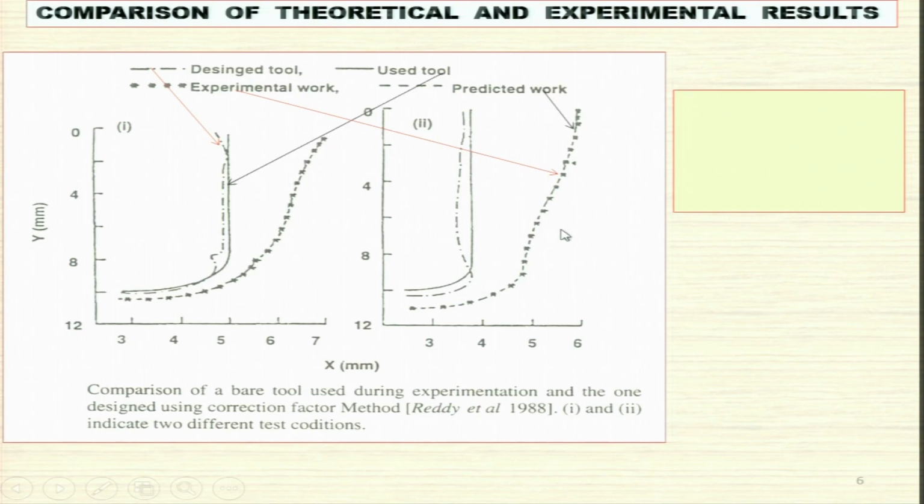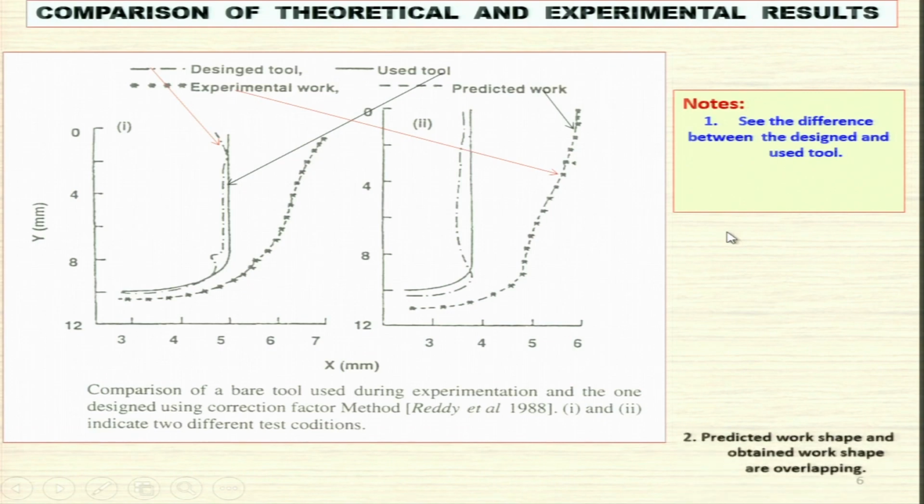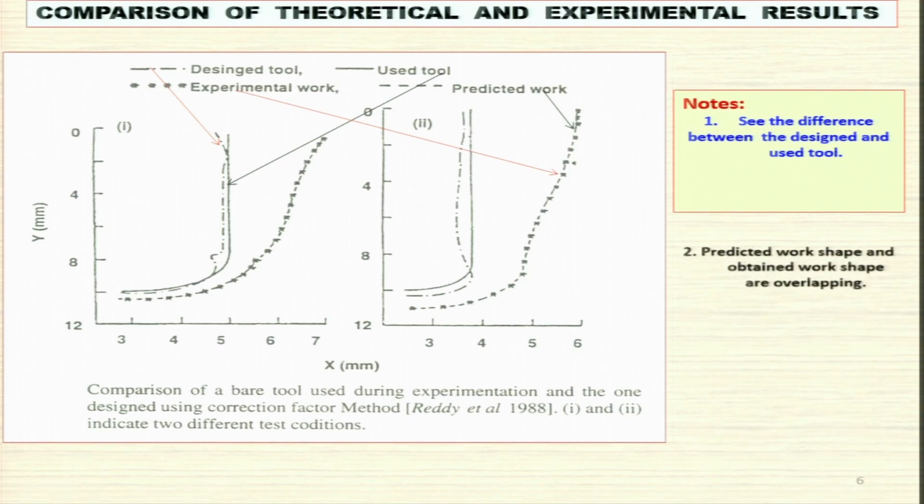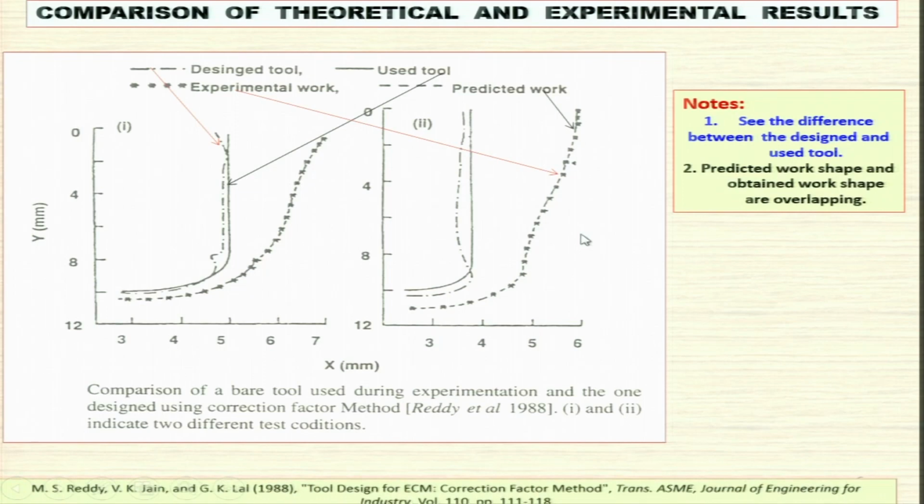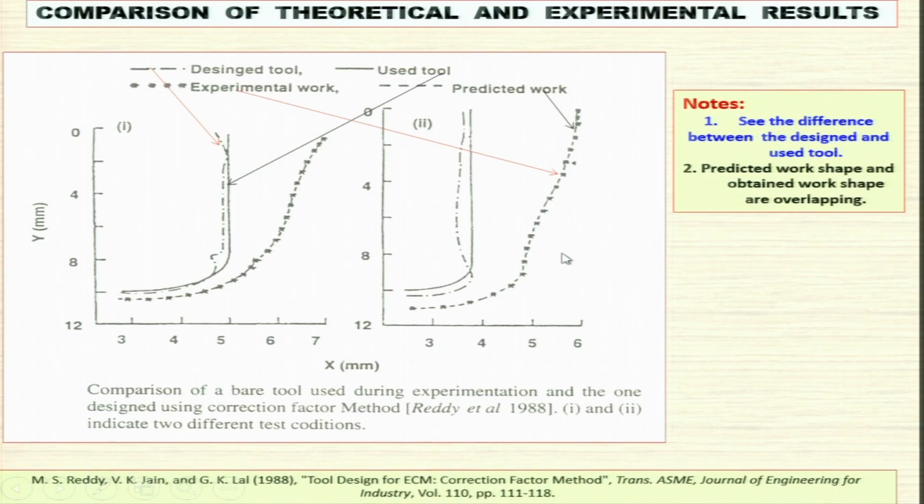And then you have the used tool. So we used this straight sided tool, and this was the design tool. So you can see the differences here as well as here, but both are giving more or less exactly the same anode shape. See the difference between the design and the used tool, and then you have the predicted work shape and the obtained work shape. Both are overlapping with each other. This is taken from the paper by Reddy et al.